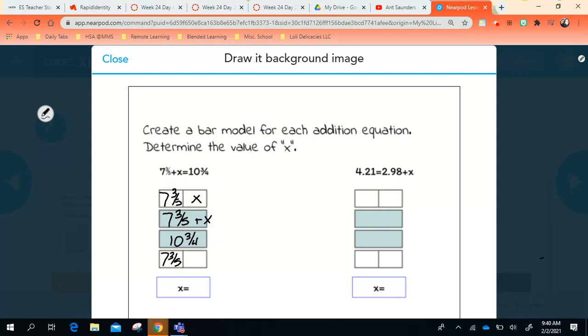So, what is the inverse of addition? What is the opposite of addition? What is it? Subtraction. So I'm going to do 10 3/4 minus 7 3/5. Plug it in your calculators. I'm not going to do it for you.